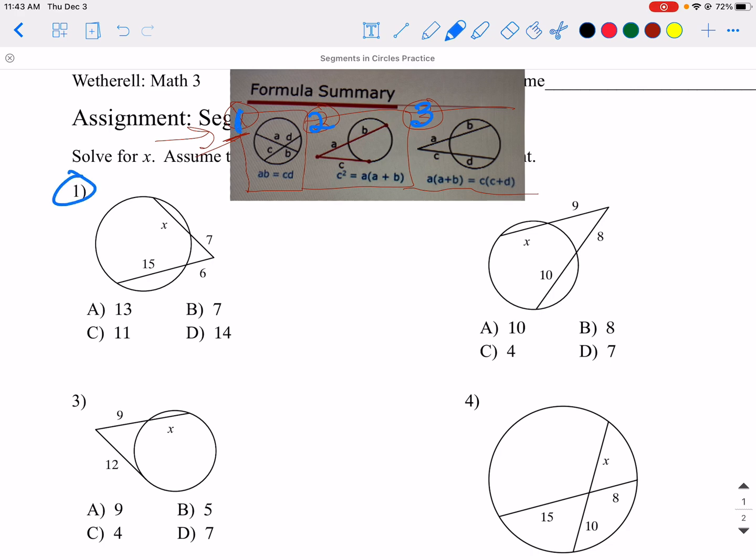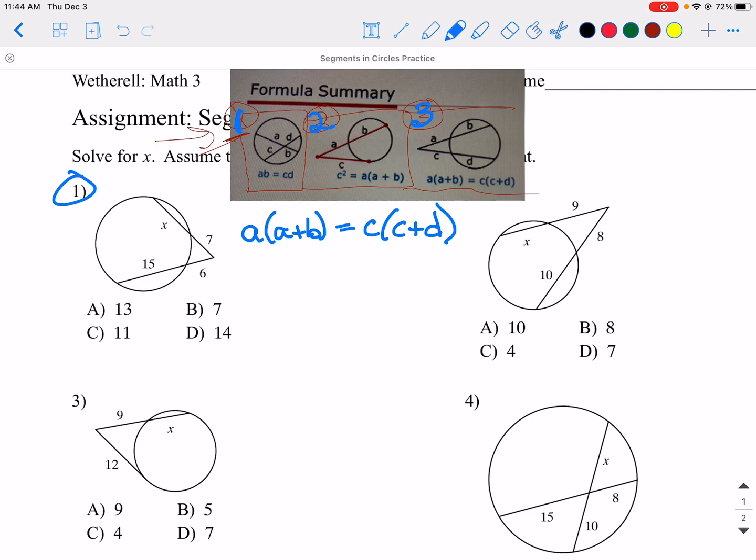So looking at problem number 1, what formula does it resemble up above? I can see that it is formula 3. It looks like that one up there. So formula 3 is this. You write the formula down. That's why you have to copy that in your notes so you have your formula: A plus B equals C plus D. All right, so you have that now.